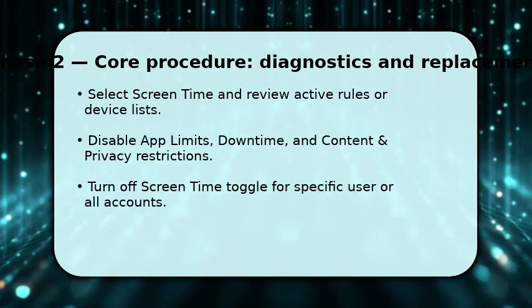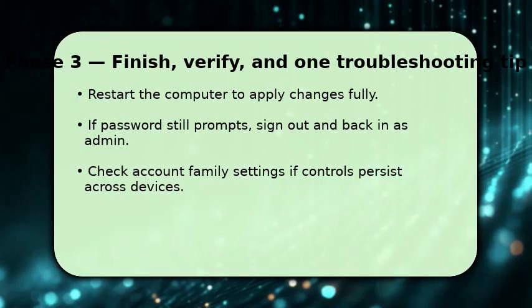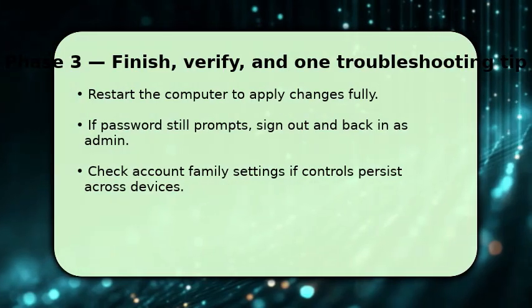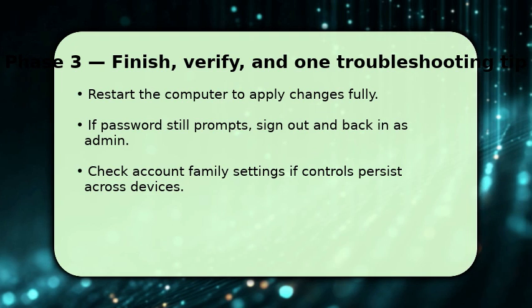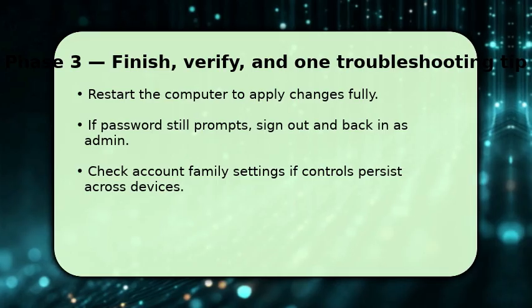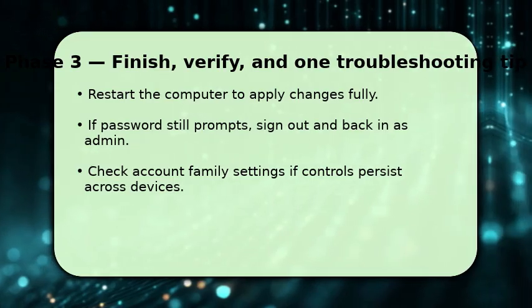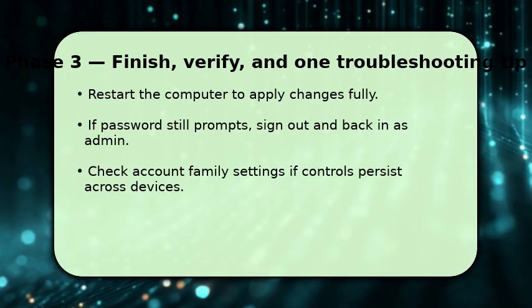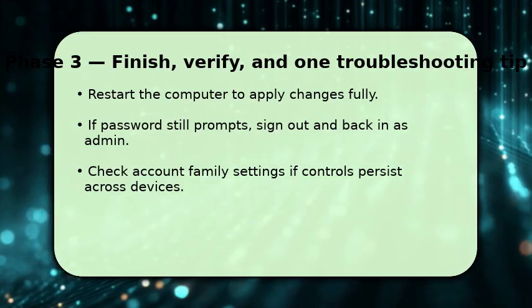Save or confirm changes so they stick. Finish by restarting the computer so changes apply system-wide. This clears cached restrictions. If screen time still asks for a password, sign out and sign back in with the administrator account, then reopen settings to verify the toggle stayed off.